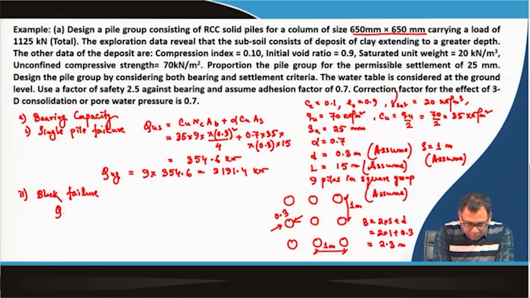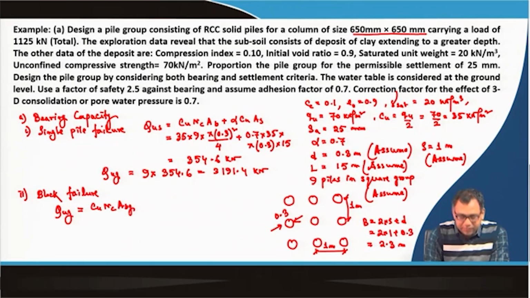So, my group capacity is the same as the single pile failure case. That means this will also be Cu Nc into A_BG, that is for the group, plus again we are taking alpha Cu, the average cohesion along the shaft of the pile or along the pile group, A_SG.